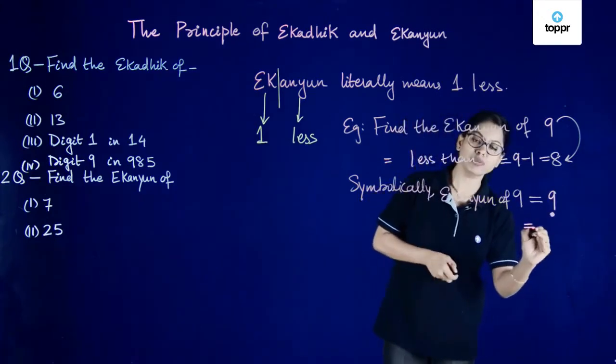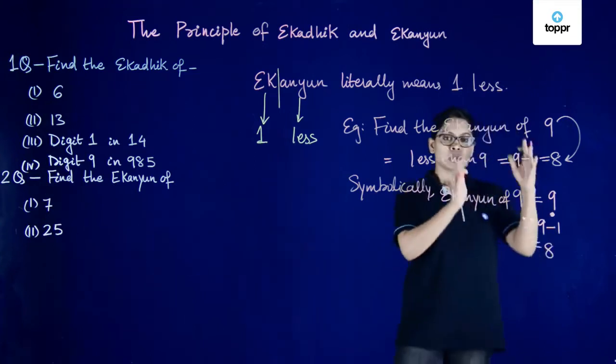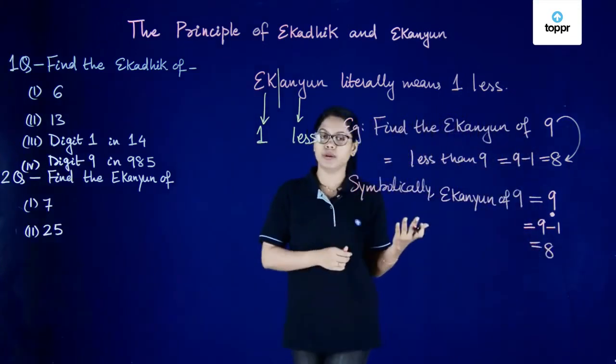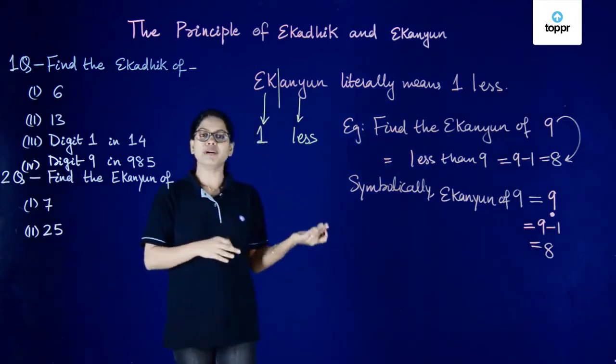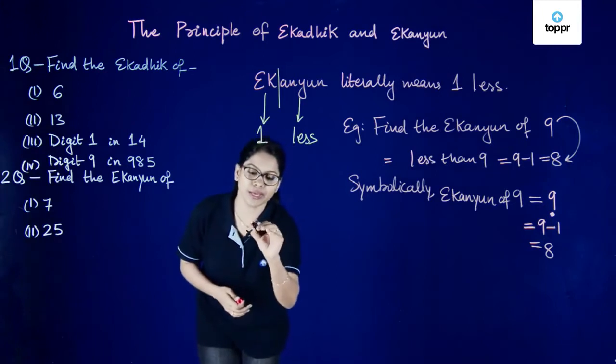And we know that Ekanyun means 1 less, so that is 9 minus 1, that's equal to 8. So this is how we find the Ekanyun of a number. And in the same way, we can also find Ekanyun of just one digit in a given number. Let's have a look at that too.